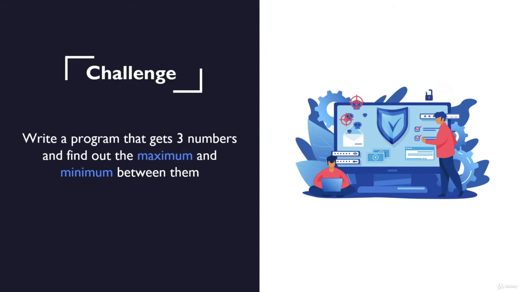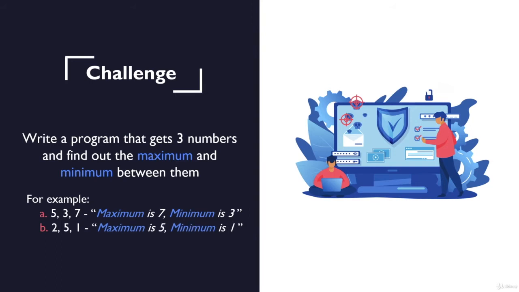So for example, if we take a look at these 3 numbers, 5, 3, and 7, I want the output on the screen to be something like maximum is 7 and minimum is 3 among these 3 numbers, alright? And for another example, if we have the three numbers 2, 5, and 1, then it's obvious that the maximum is going to be 5 in this case and the minimum is going to be 1. So I hope the instructions are clear to you and that you have some idea of what you should do to solve that.